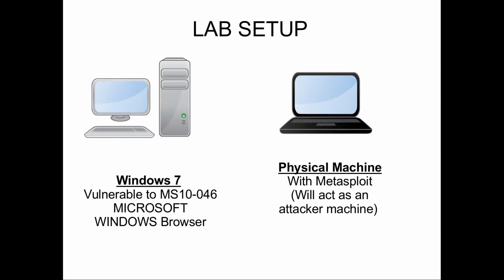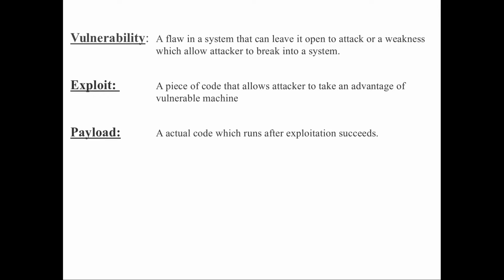So it's our lab setup. In this lab setup we have one Windows 7 virtual machine vulnerable to MS10-046, which is a Microsoft Windows browser vulnerability. And the second is a normal physical machine with Metasploit installed, which will act as the attacker machine. Alright, so let's talk a little about the technical terms which we're going to use in this video series.